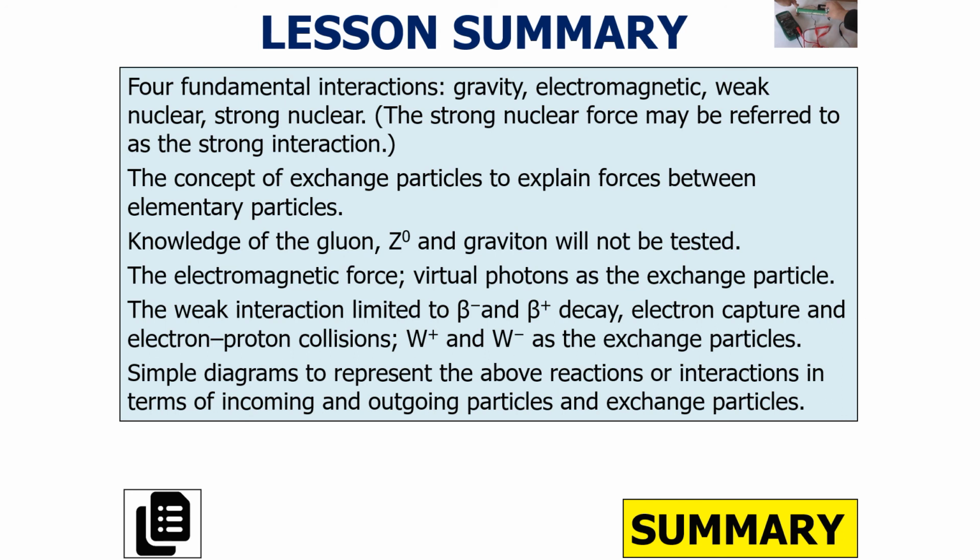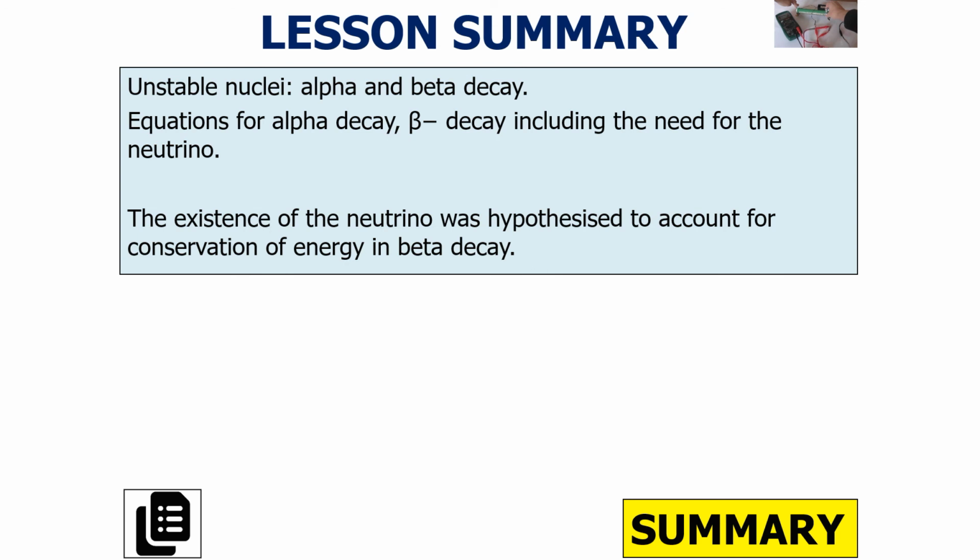We know that the electromagnetic force has the virtual photon as the exchange particle, the weak interaction limited to beta minus and beta plus decay, electron capture and electron proton collisions, with W plus and W minus as the exchange particles. And then for unstable nuclei, we know about alpha and beta decay, known equations for alpha decay and beta decay, and the need for the neutrino, and that the existence of the neutrino was hypothesized to account for the conservation of energy in beta decay.